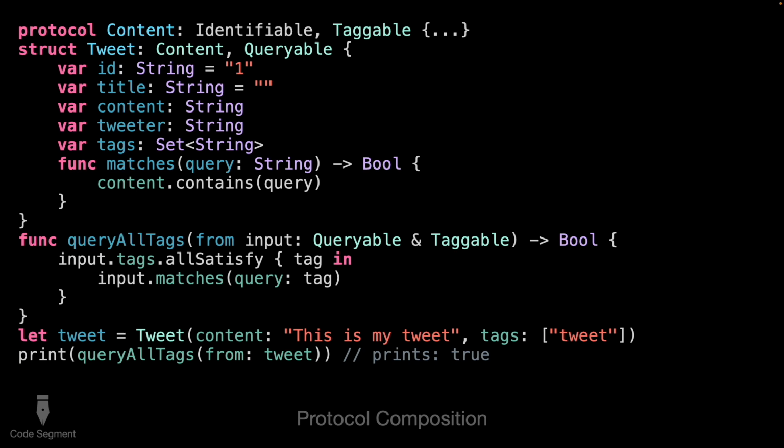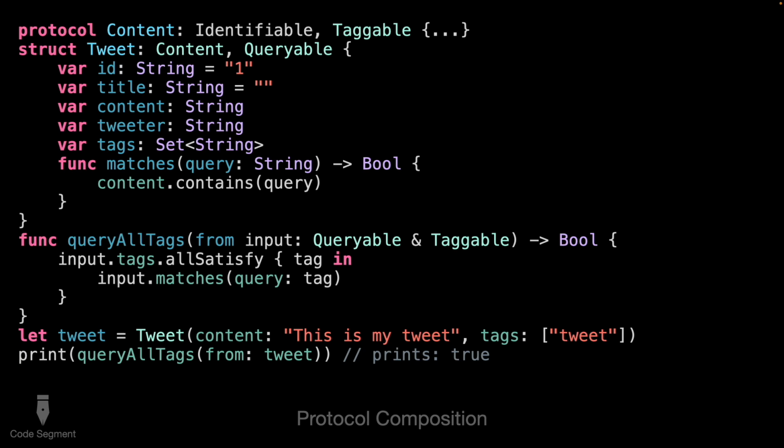So then down here, we can define our tweet. We can say print query all tags from tweet, and we have it print true. This initializer is kind of bereft. I realize there's some things missing. It is what it is. I just wanted it to not go off the screen. So, not technically syntactically correct. It's missing a tweeter, I think. Anyway, okay, so any questions on protocol composition before we?